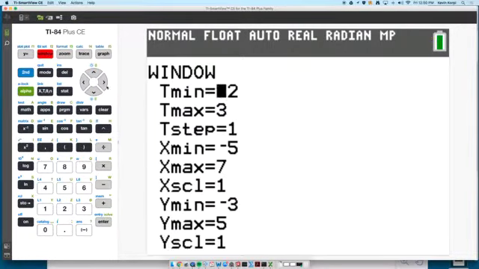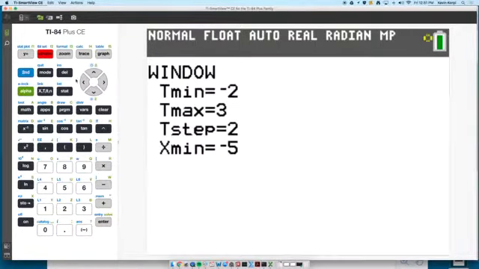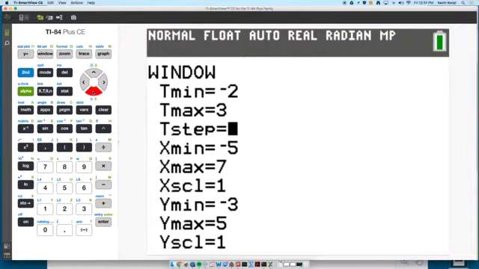If you change your t step to 2, that's really going to make the graph awkward looking. It's only computing a value every 2 units, so you're not even going to see the whole graph. So there has to be a happy medium between something that graphs it so quickly, but still gives a lot of accuracy. So let's try this.